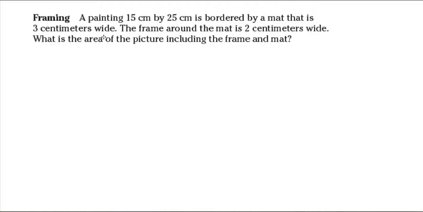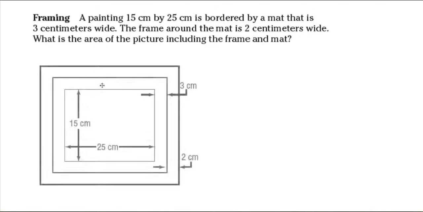So a painting is 15 centimeters by 25 centimeters, is bordered by a mat that is 3 centimeters wide. The frame around the mat is 2 centimeters wide. What is the area of the picture, including the frame and the mat? So it's so hard to find the area if you cannot visualize what you're looking at. So we want to draw this out. If we draw this out, this is how our problem should look.